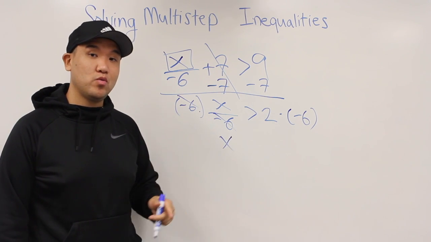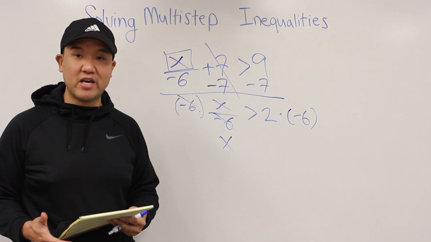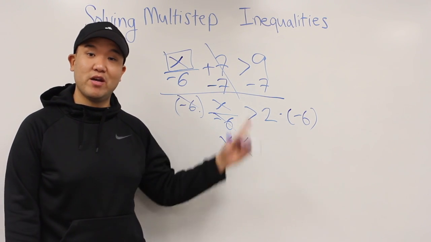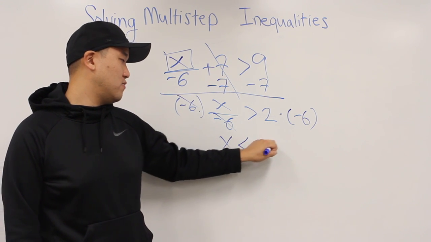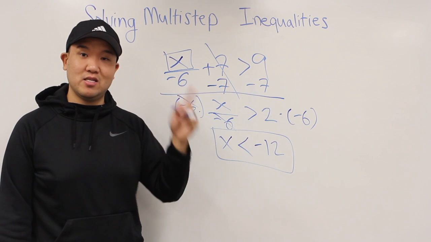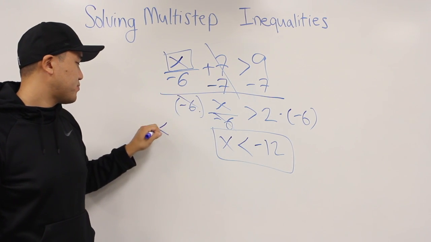But what do we multiply by? A negative answer. So what do we have to do to the sign? Good. We've got to switch it. So instead of greater than, it's going to be less than, and we get negative 12. So that's my answer here. So make sure you swap the signs. Always have them in your head.